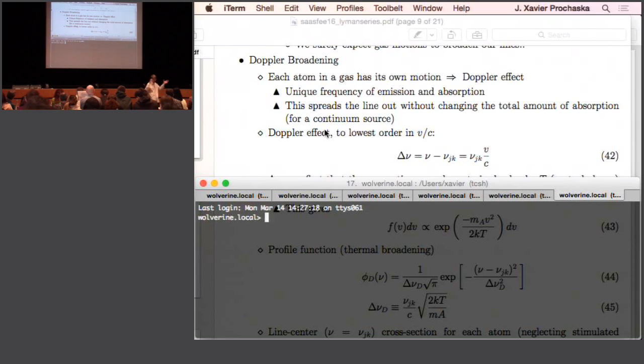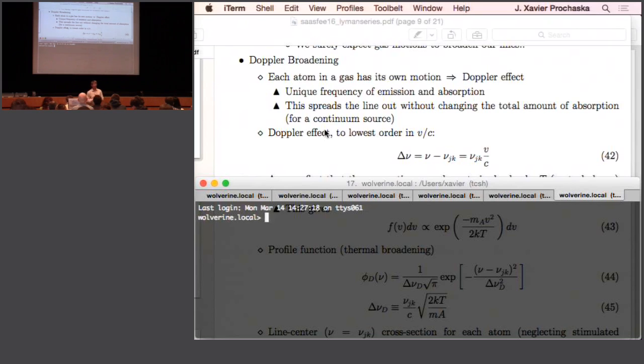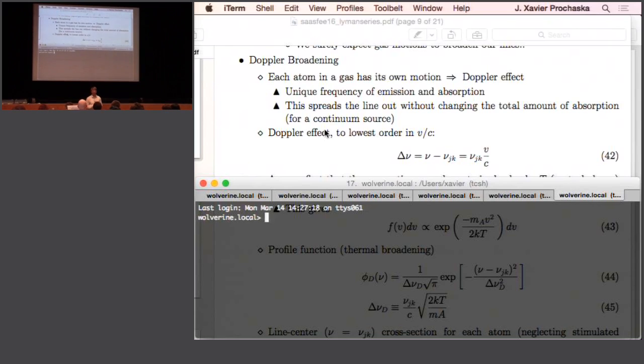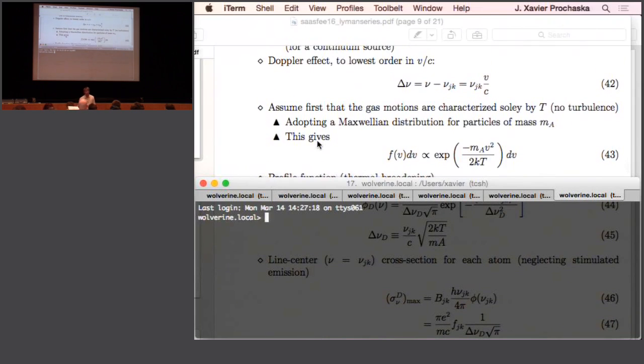So you should picture a gas like you have around you. That gas has a temperature and motions associated with that temperature. And those gas particles, therefore, have individual velocities, and the Doppler effect gives rise to small shifts in the frequencies, which is given here by equation 42, to first order in v over c. If we keep it very simple for the moment and characterize the gas motions purely by temperature, then we have a Maxwellian distribution for those velocities, which you've seen in statistical mechanics, I'm sure.